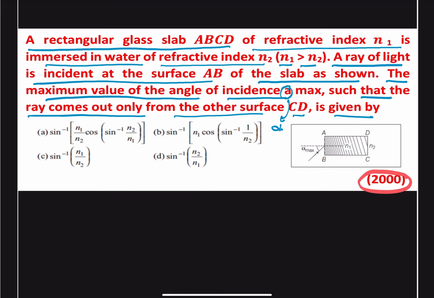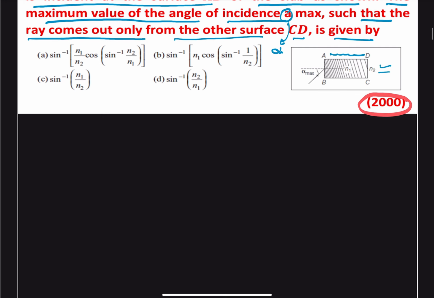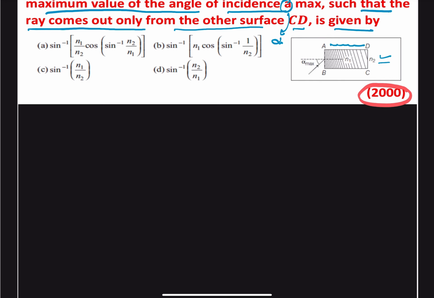So this question is based on total internal reflection. We want that the ray should not pass through this AD surface but should come out from this DC surface, and this will only be possible if total internal reflection takes place at the surface AD. So we can draw a rough approximate figure for that.